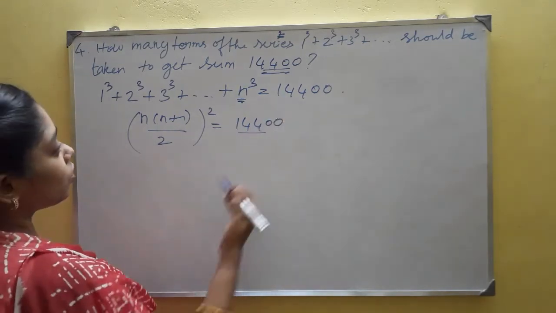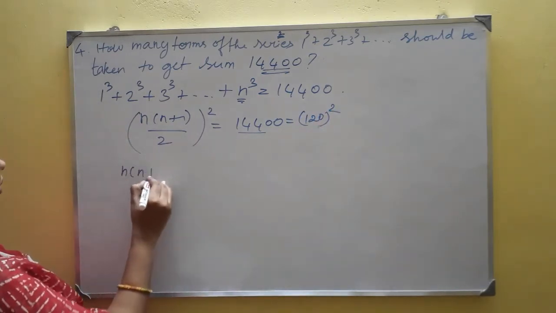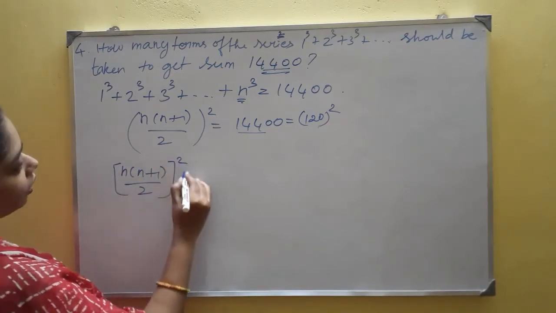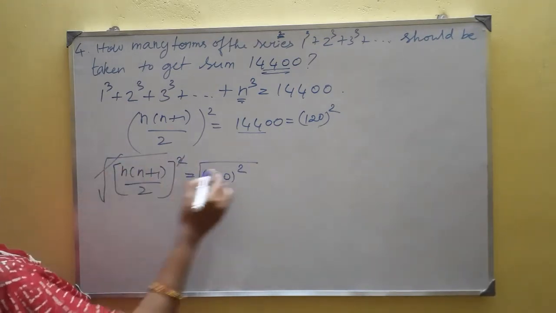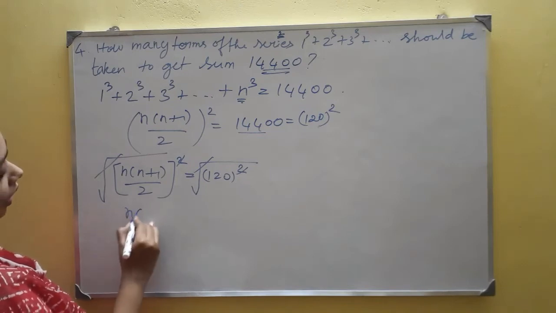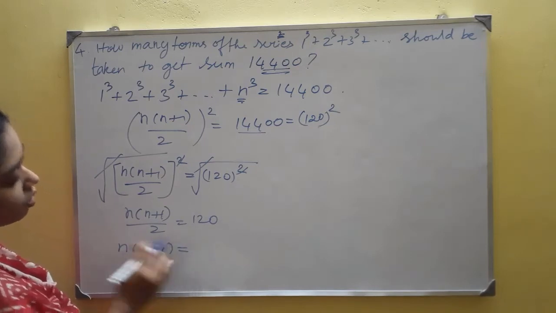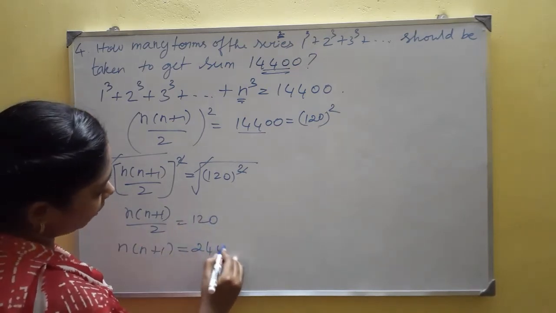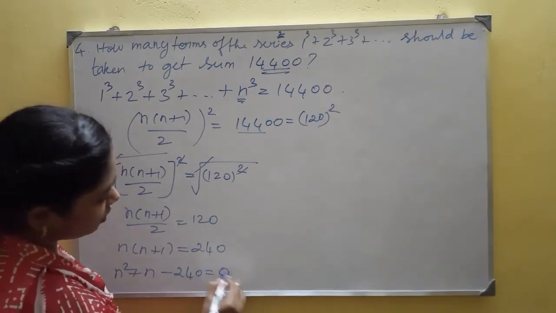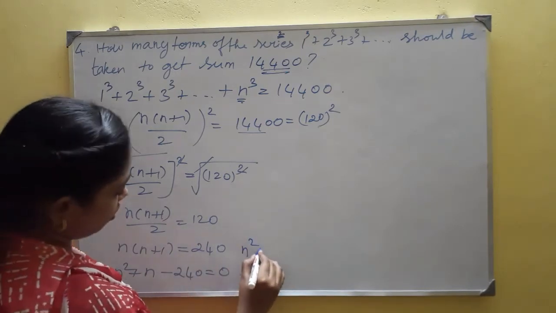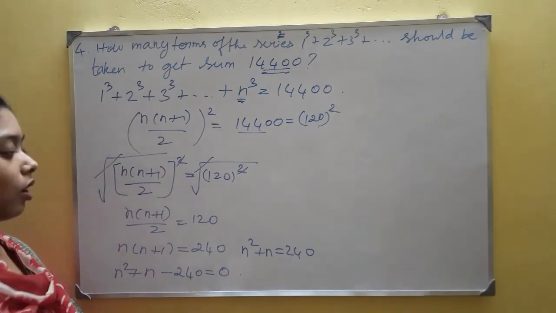And this is 100, so this can also be written as 120 square. So now n into n plus 1 whole divided by 2 whole square equals 120 whole square. Taking square root on both sides, the square and root get cancelled. n into n plus 1 whole divided by 2 equal to 120. Taking this denominator 2 to the right hand side, you will get 240. Now n square plus n minus 240 equal to 0. If you want, you can write one more step also: n square plus n is equal to 240. Or you can directly write it also.